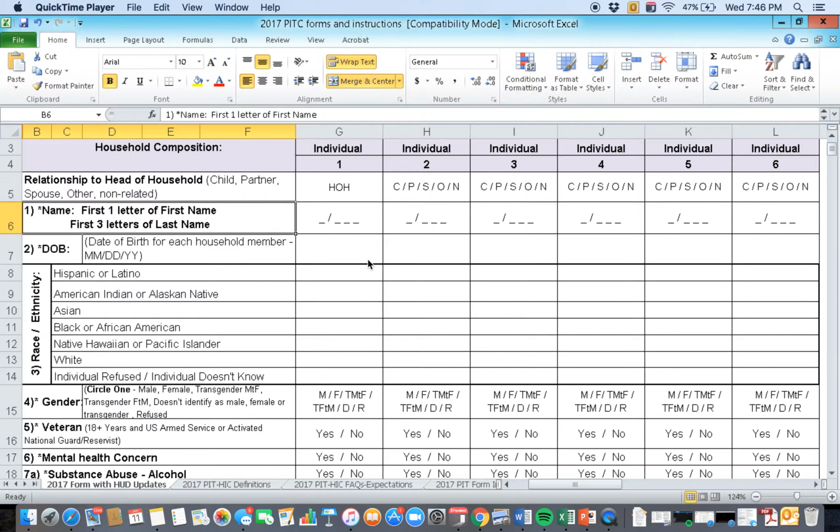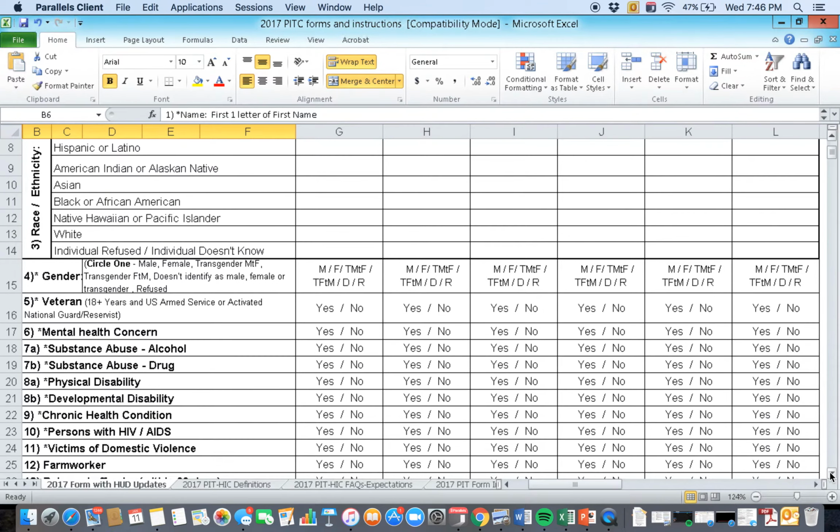Then it goes down to the first letter of the first name and the first 3 letters of the last name. This form is confidential. However, we really want to avoid double counting, so we have this information to avoid double counting people. We also have date of birth for each member of the household and a race and ethnicity, so they can choose between the following options.